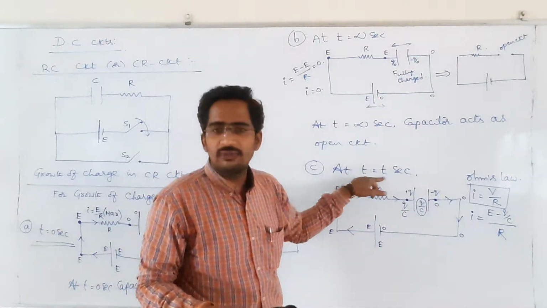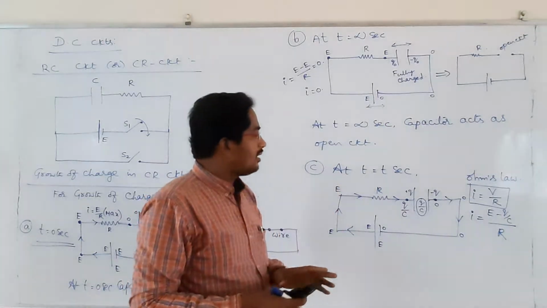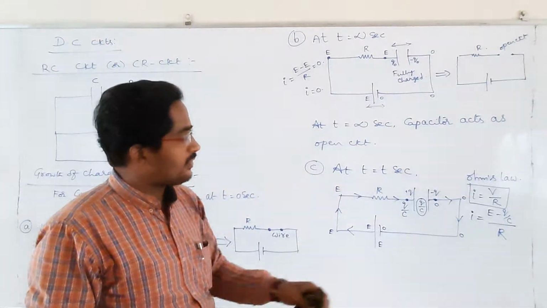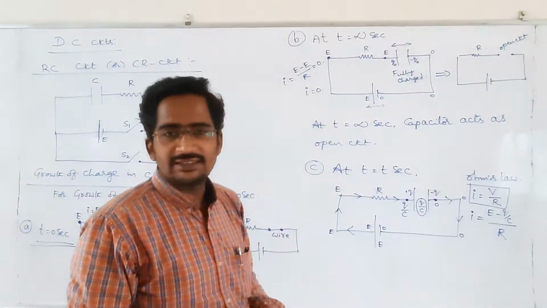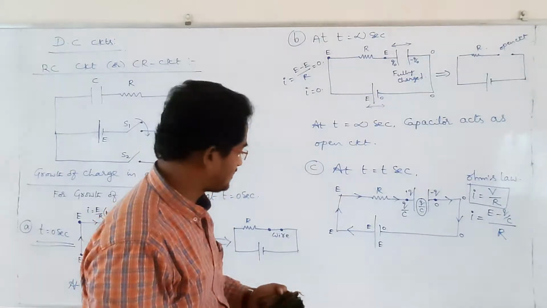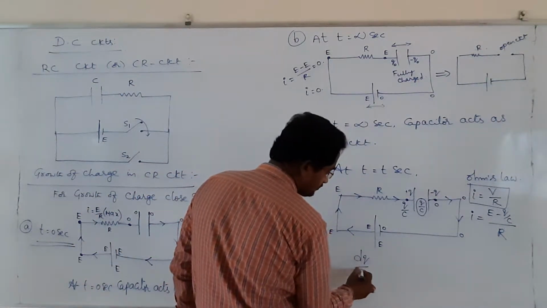At the time of t seconds, how do we get that charge value from this? From that equation we can get the charge value like this. See here, the formula is dq by dt.